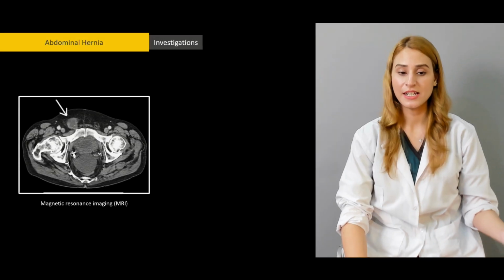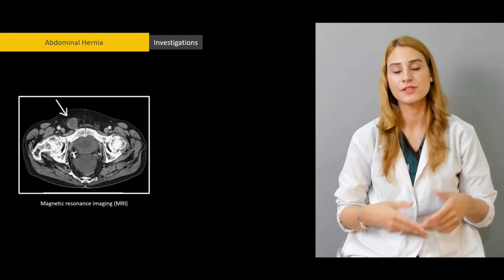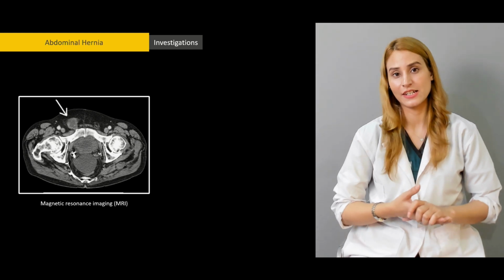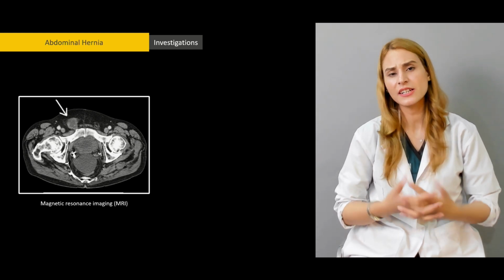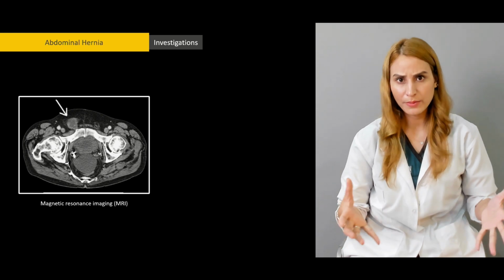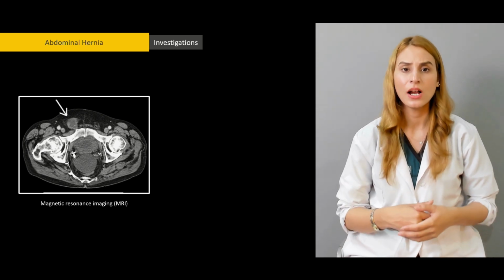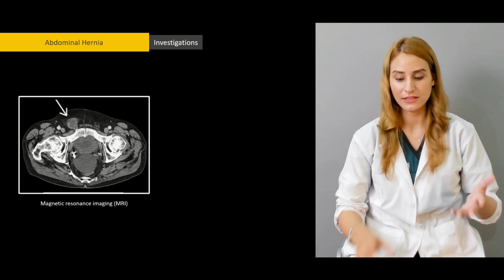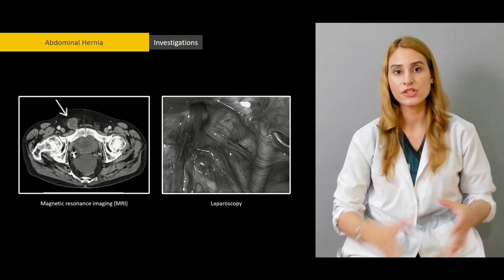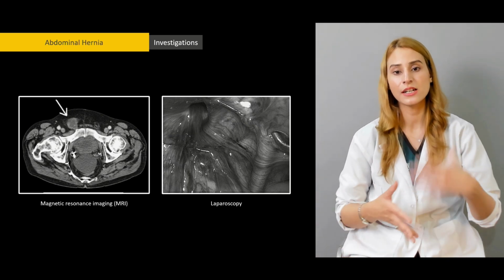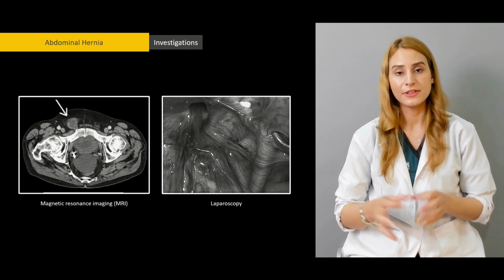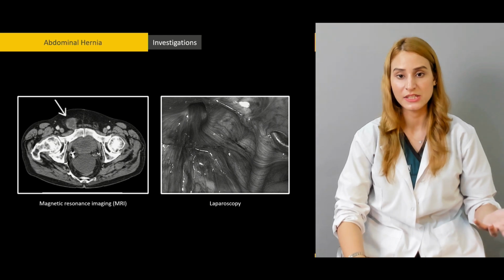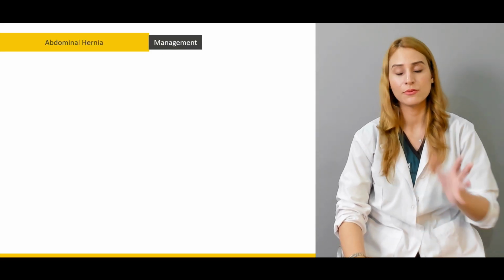The other investigations include magnetic resonance imaging, which is also an invasive investigation. It's not a non-invasive investigation, but in case of occult hernias, when we're not sure about the hernia and we need to make the diagnosis, we go for the MRI. The other investigation, which can be therapeutic as well as diagnostic, is laparoscopy. We can insert the laparoscope through the port, so we can perform the surgery if we find any particular hernia. Otherwise, if there's no hernia, we move on.